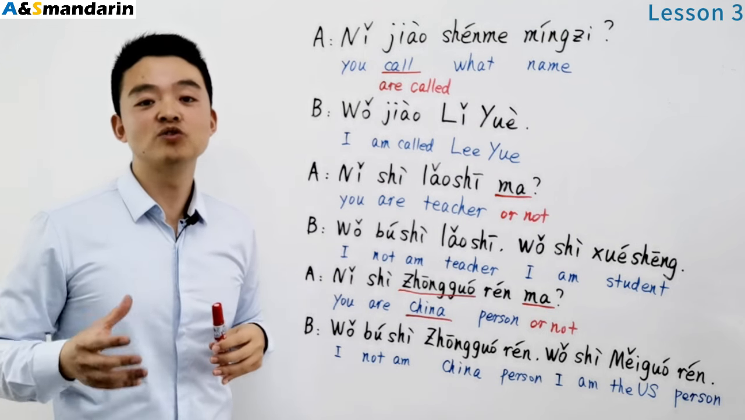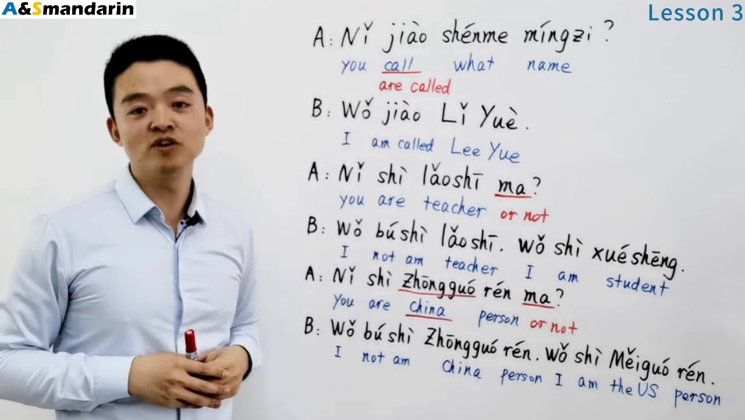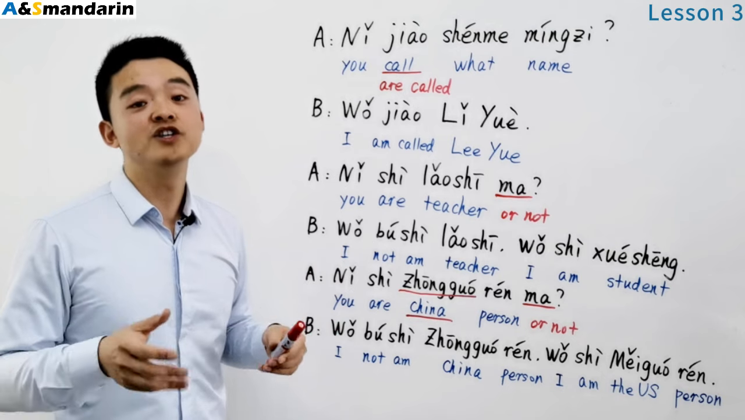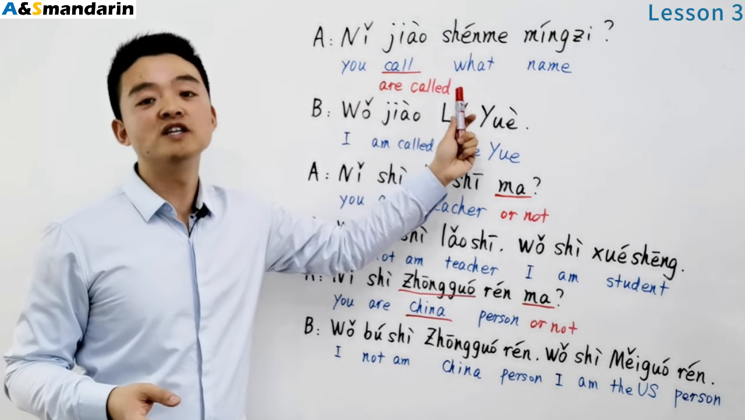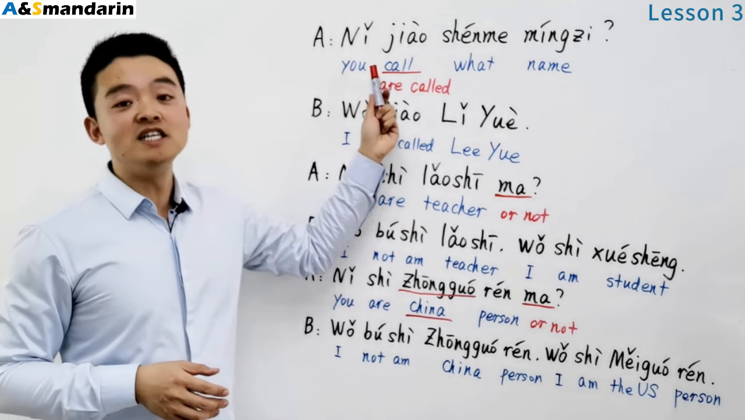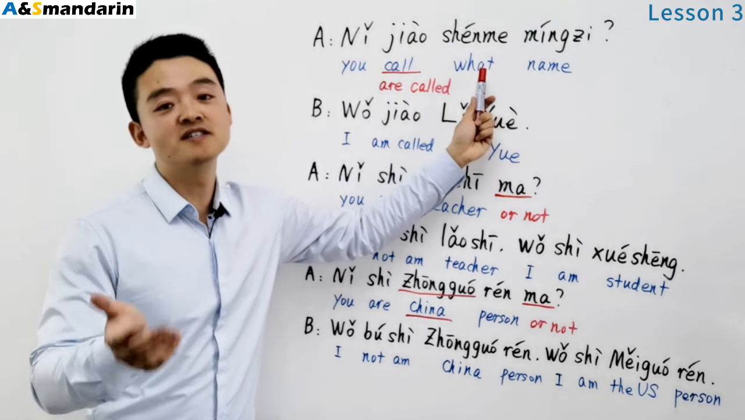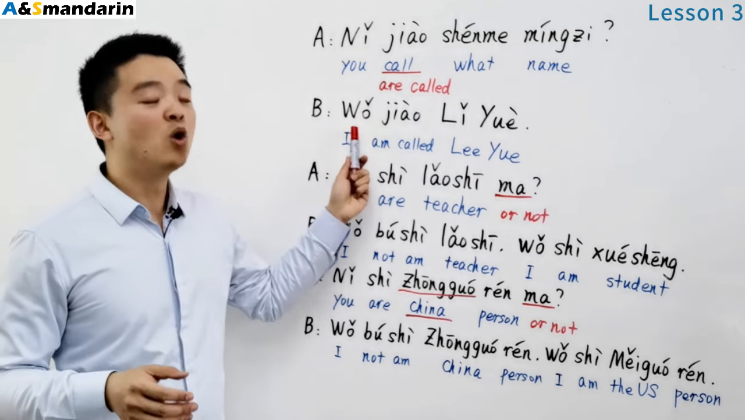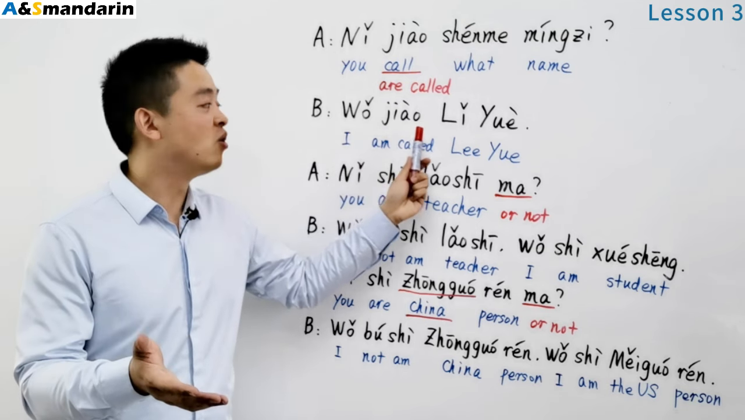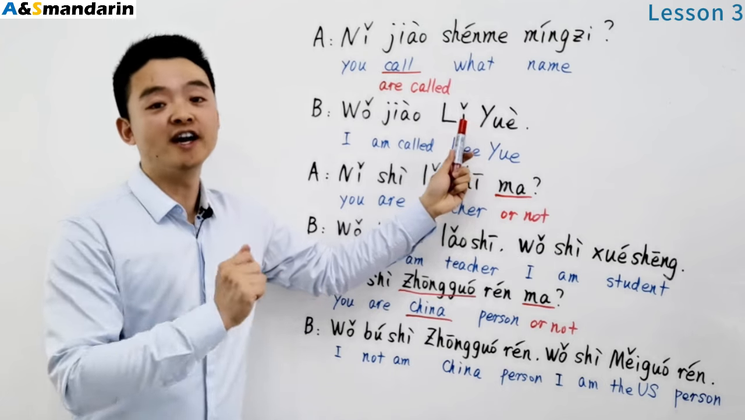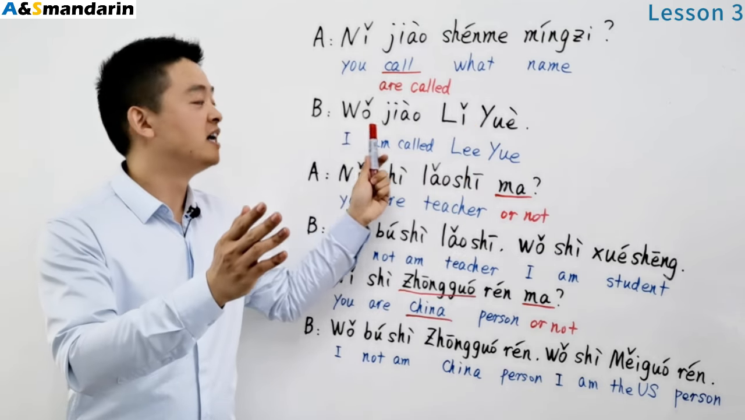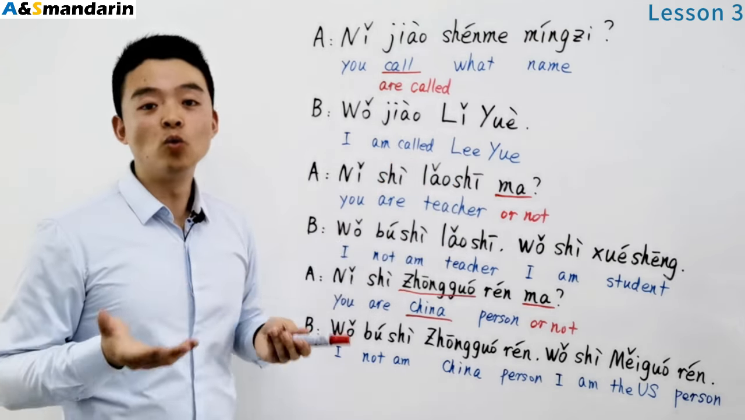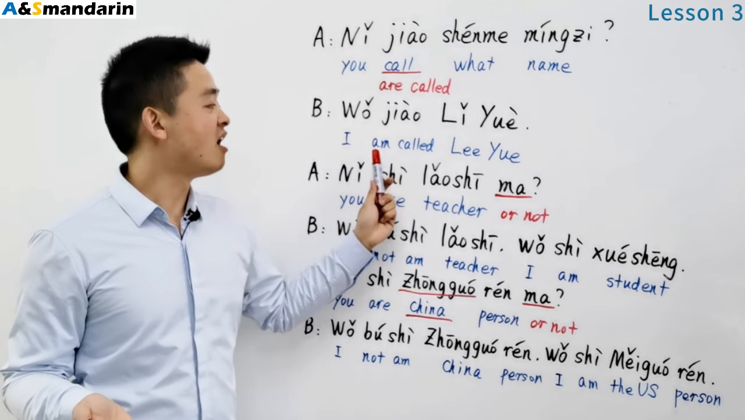So, we don't do the literal translation of what is your name. We put what at the beginning of the sentence. But in Chinese, we don't change the word order. We just do, you are called what name? 你叫什么名字？B says, 我叫李月。我 I, 叫 am called.